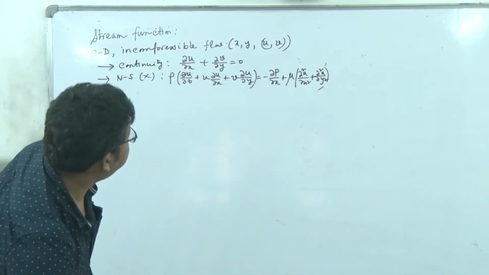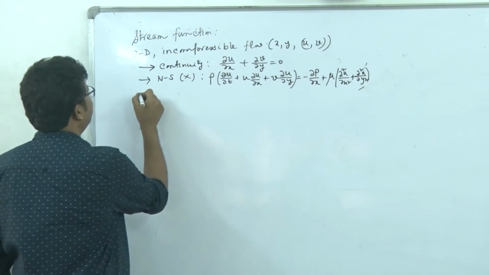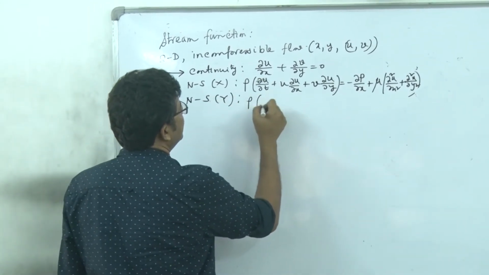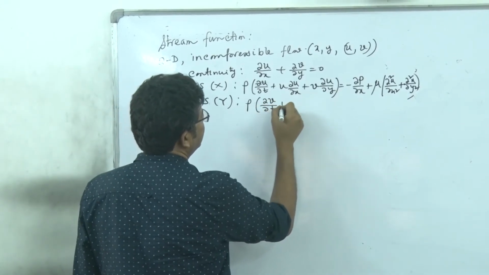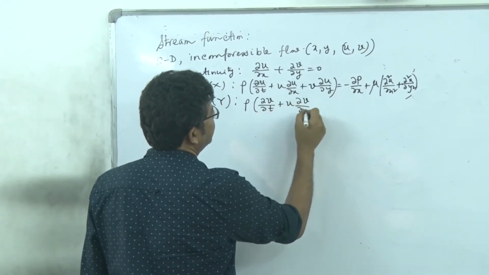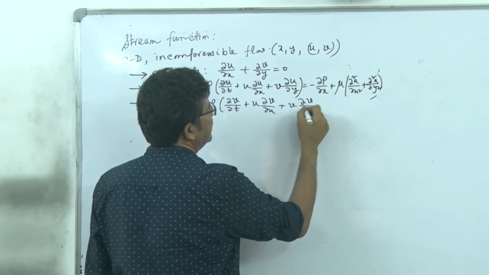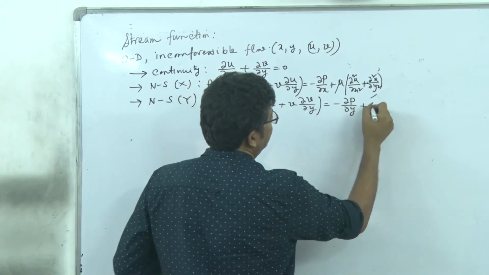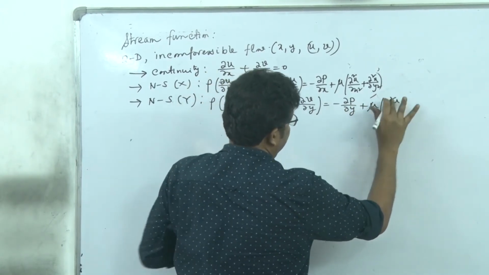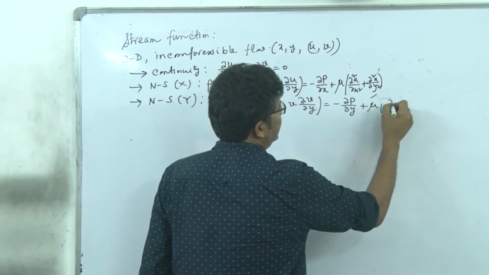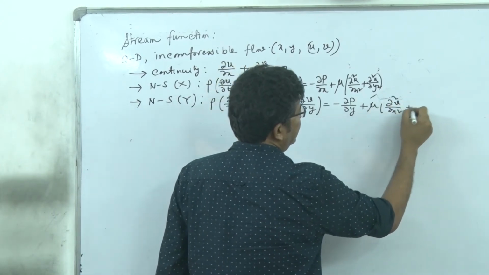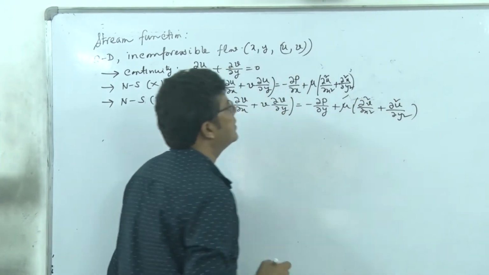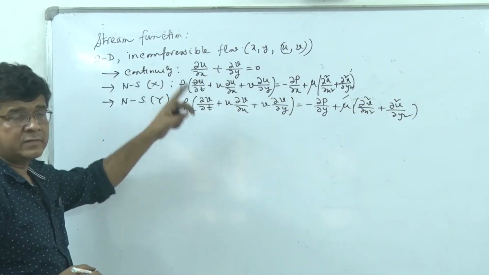Okay, and also the Navier-Stokes for the y direction: rho times (del v del t plus u del v del x plus v del v del y) is equal to minus del p del y plus mu times (del square v del x square plus del square v del y square). Right? So three equations for three variables.